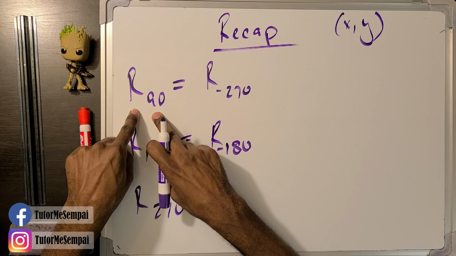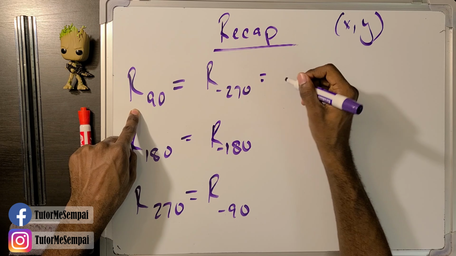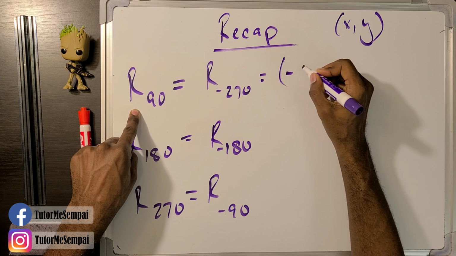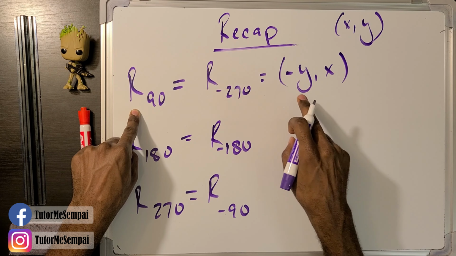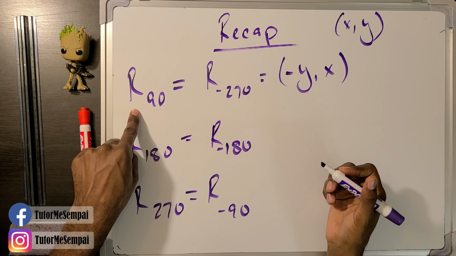We found out that a 90-degree rotation was going to affect the point x, y in the following way. You're going to have a negative y, comma, x. So you're swapping your x and y's and you're negating the y when you do so.